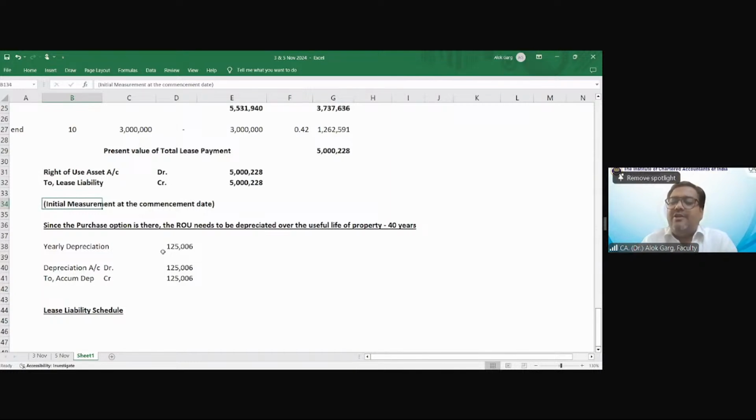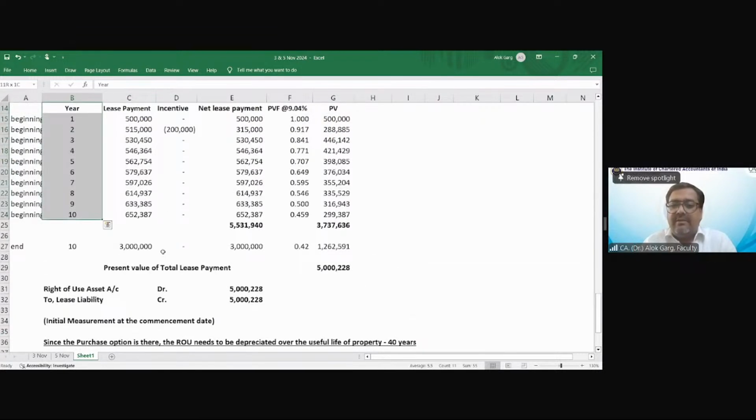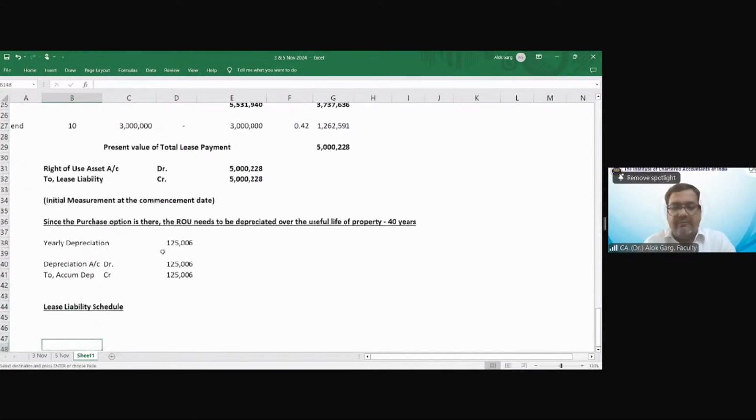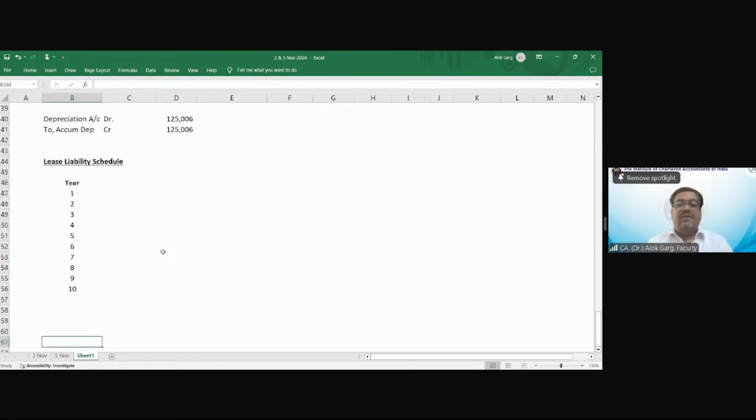For how many years do I need to prepare the lease liability schedule? For 10 years or 40 years? 10 years. Why 10 years? Because the property life is 40 years. Then why 10 years? Because the obligation to pay rental is only 10 years. At the end of 10 years, the lessee will purchase the asset and become the owner of this asset. So there are 10 years of lease liability.